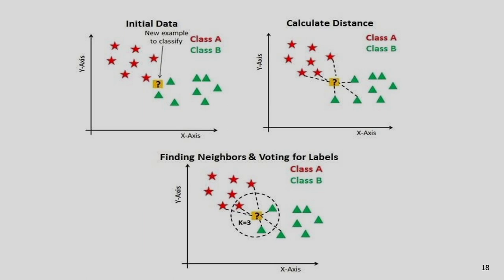In this figure also I have explained the same thing. You can see the new data point we are considering, and we are considering two classes, class A and class B. Suppose this is omega i, and this is omega j. After this, we are finding the distance in the second figure, and then we are counting the number of votes. Based on how many votes it is getting from the nearest neighbors, I can decide the corresponding class. So this is the concept of the k nearest neighbor classification.